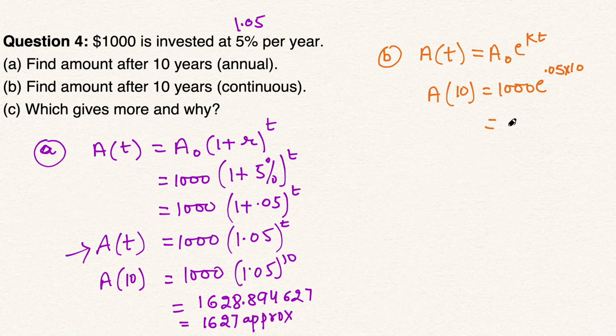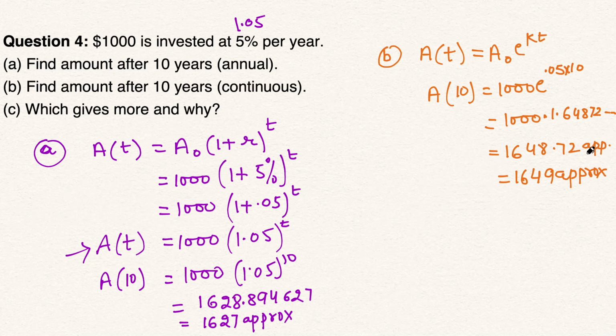Now, come on, our best friend calculator. This is 1000 times 1.6487, etc. Multiplying it by 1000, we get 1648.72, or if we need to find the exact number, this is $1,649. Again, this is also approximate.